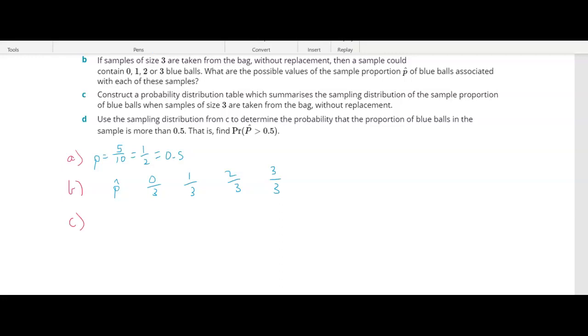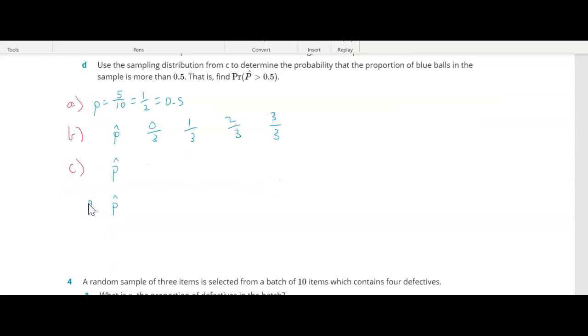So with question C, we're going to do a probability distribution. All right, so let's just do p hat. Okay, so we've got 0, 1 out of 3, 2 out of 3, and 3 over 3 is 1. Oh God, that's a big one. I'll just make it a bit smaller. All right, so let's just draw our table.